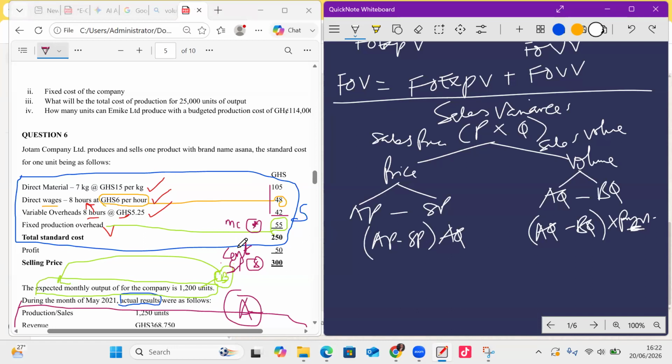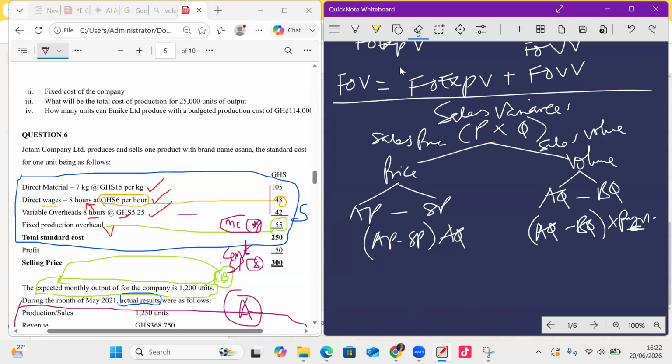But if the question should end at the marginal cost, to find only marginal cost and variable production overhead, and you are solving for the sales volume, it would say actual units sold minus budgeted units to be sold, times the contribution margin. That's the contribution per unit. Are we good?